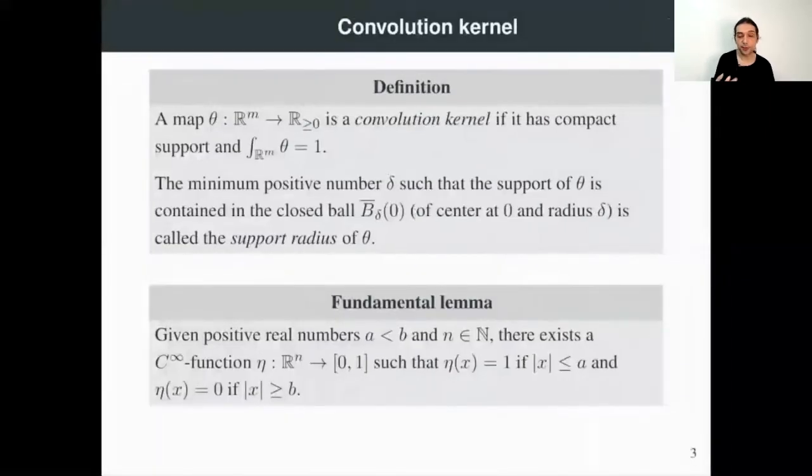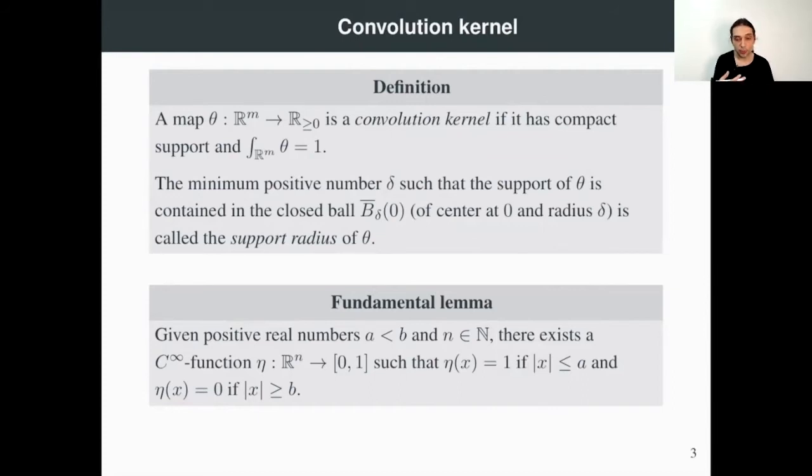And we have this fundamental lemma that we used when we were studying partitions of unity. Given positive real numbers a and b, with a smaller than b, and some natural number n, there exists a C-infinity function eta from R^n to the closed interval [0,1], such that eta is equal to 1 if the modulus of x is less or equal than a, and eta is equal to 0 if the modulus of x is greater or equal than b.